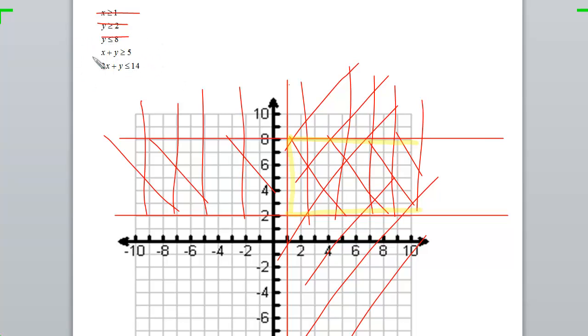This one needs to be solved for y, so I'm going to subtract an x from both sides. So negative x plus a 5. So I'm going to go up here. Let me start using blue. Up at 5, and then I have a slope of negative 1.